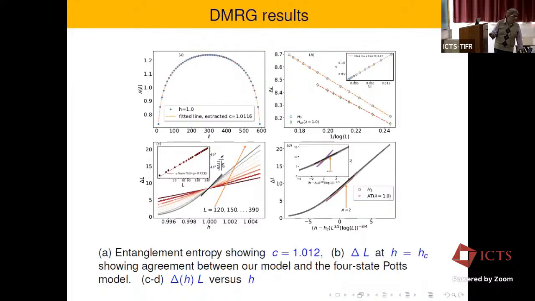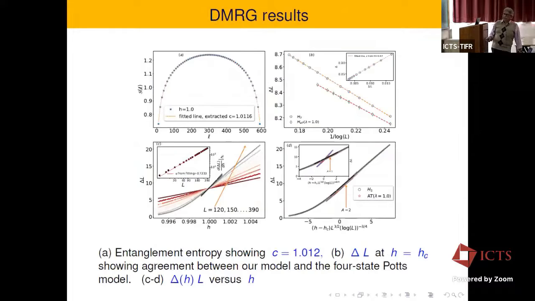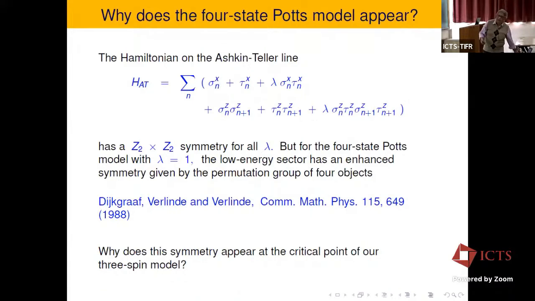Okay. Sorry, what was delta A? Delta is the gap, the energy gap, if you're exactly at the critical point H equals 1, between the ground and the first excited state.